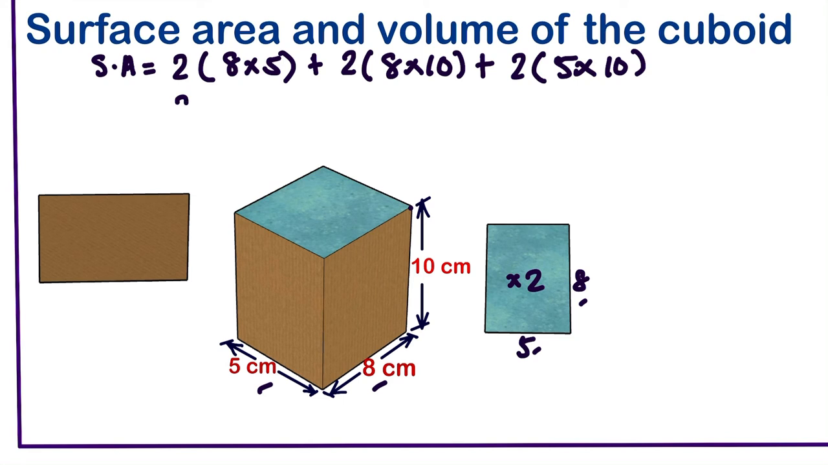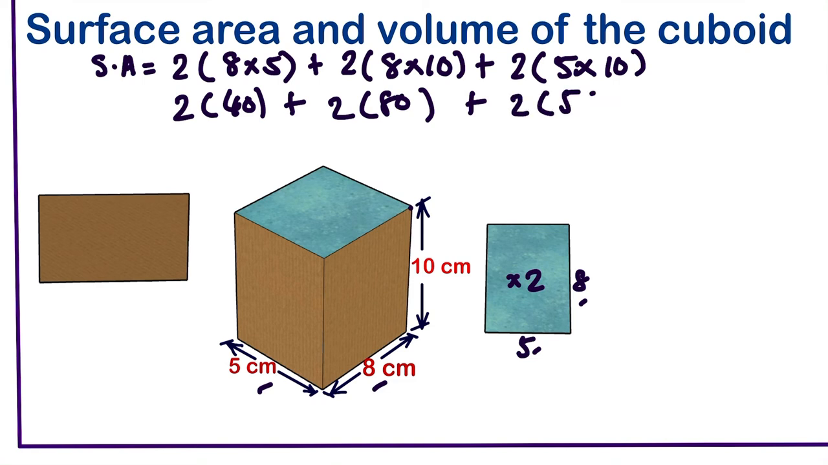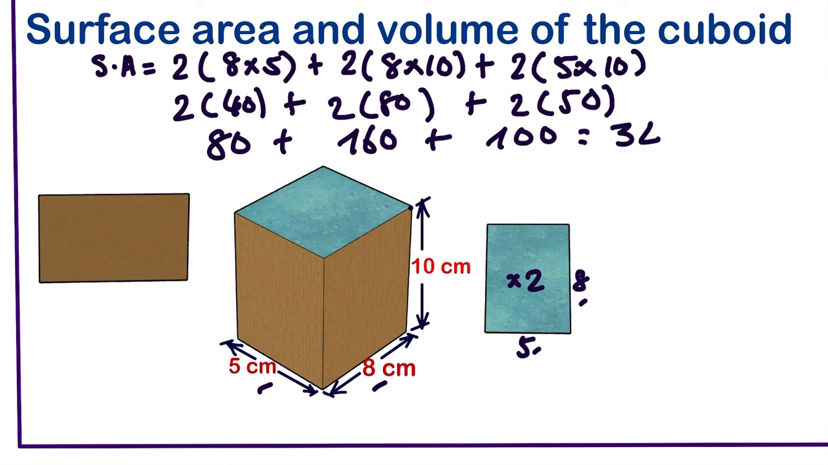So this will still give us 2 times 40, which gives us 80, plus this will give us 160, plus 2 times 50, which will be 100. So if we add them up, 260 plus 80 will give us 340 centimeter square. Next we are going to calculate the volume.